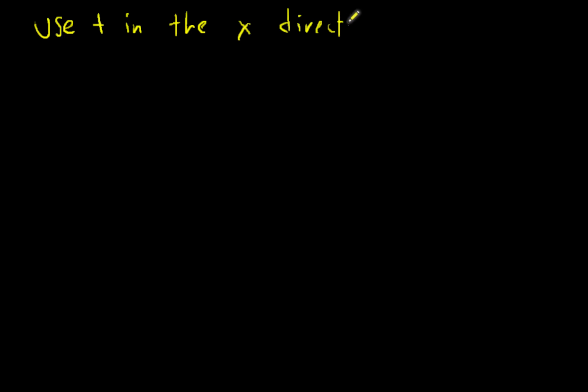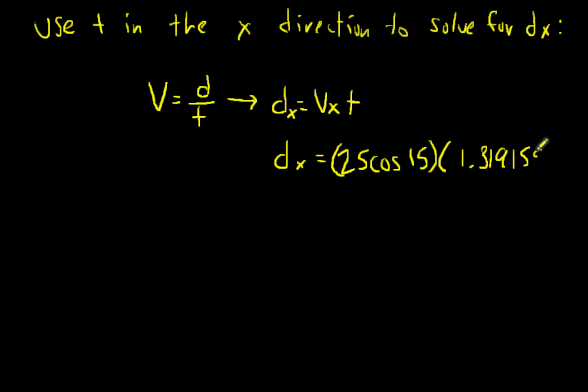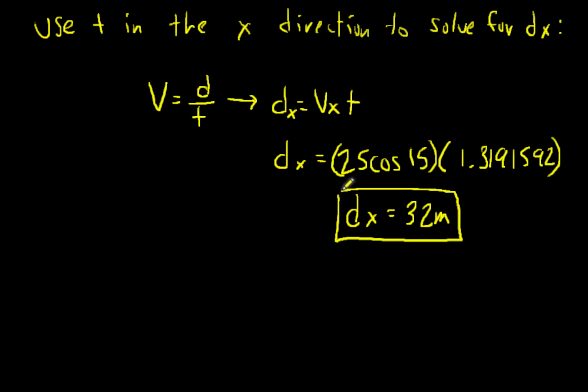Next, we use this time we found in the x direction to solve for dx. Since in the x direction we have constant velocity, we can use v equals d over t, which rearranges to give us dx equals vx times t. So dx equals 25 cos 15, which is the vx amount, times the time we found, which is 1.319152, which gives us a dx of 32 meters.